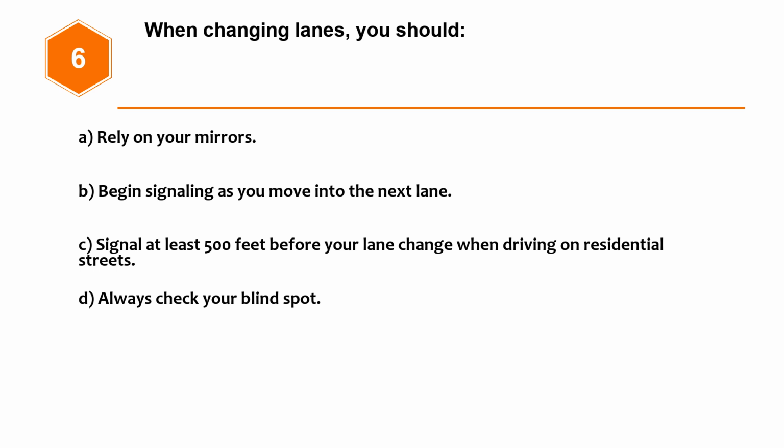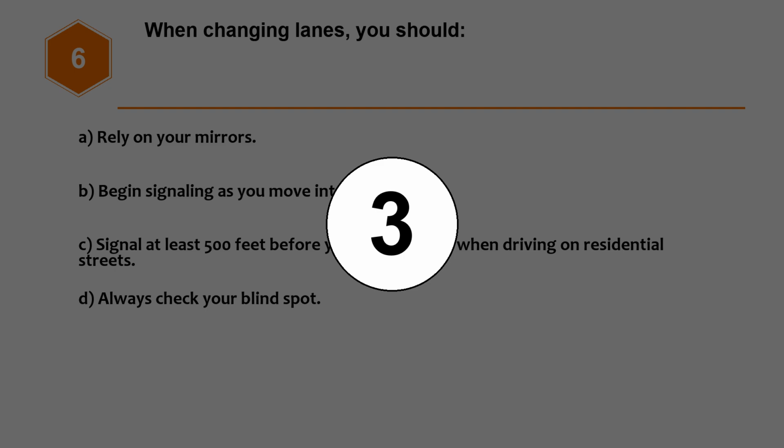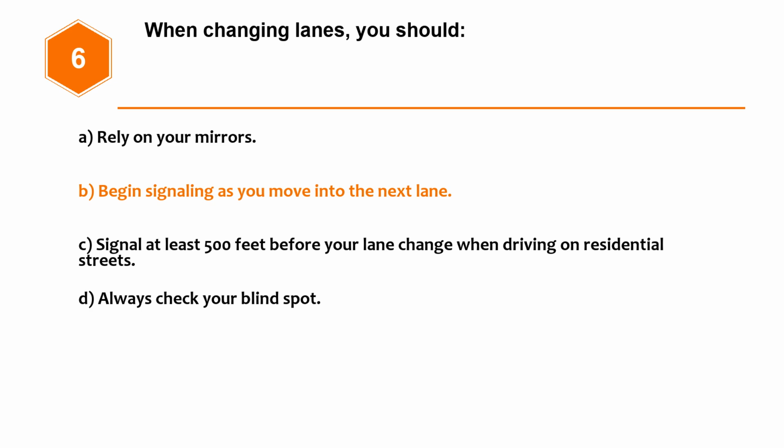Option B, begin signaling as you move into the next lane. Option C, signal at least 500 feet before your lane change when driving on residential streets. Option D, always check your blind spot. The correct answer is option B, begin signaling as you move into the next lane.